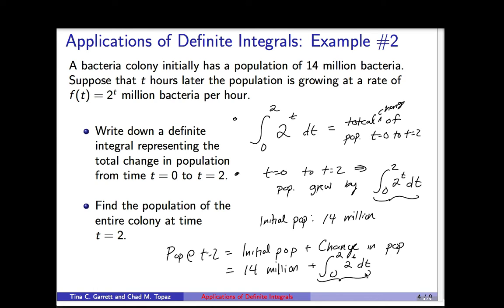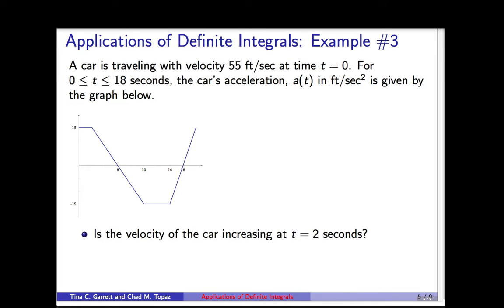But let me just tell you now that I computed this in R, and I got something like 4.328 million as an estimate for that integral. And if we add those together, we get 18.328 million bacteria at time 2. Okay, so that wasn't too bad.